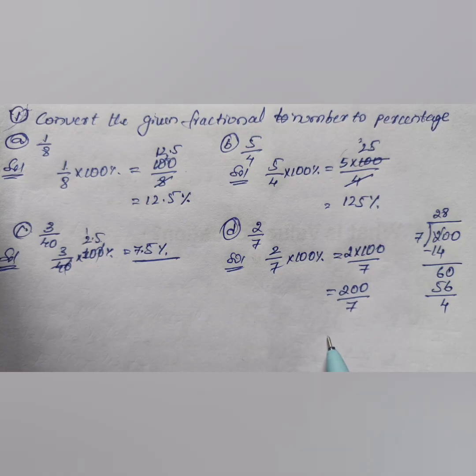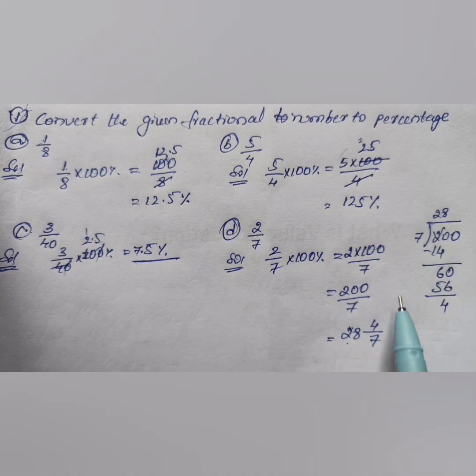So this can be written as, we can write this as the answer 28 4 by 7. 7 into 28, we get the answer, plus 4. So that is the final answer percentage.